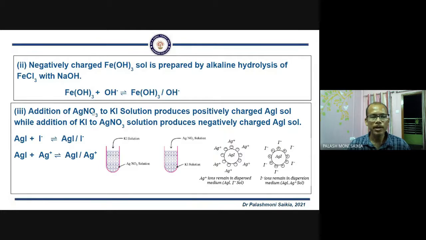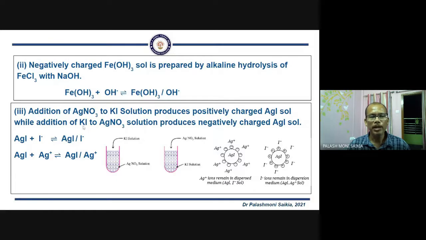So let us take the first case. When we add silver nitrate to KI, silver iodide will be formed in KI. So we have silver iodide and KI. The common ion between KI and silver iodide is iodide ion. So iodide ion is absorbed.